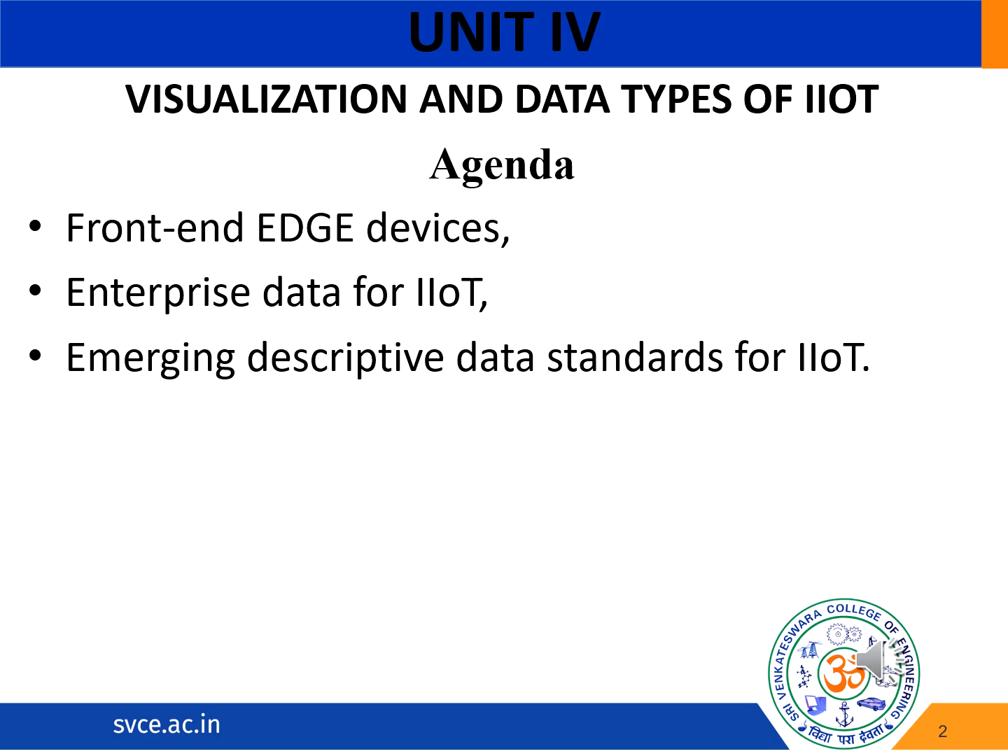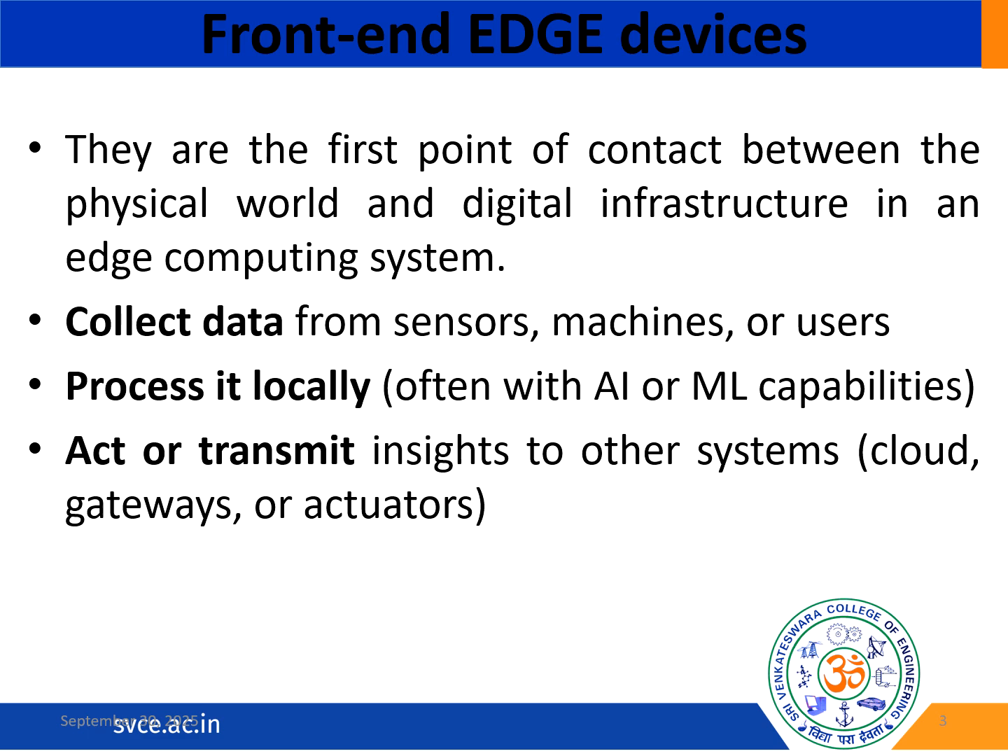of Things, basically for industrial purposes, and we will be seeing about emerging descriptive data standards for IIoT. So first we will see about front-end edge devices. So if you consider front-end edge devices, they are the first point of contact. Okay, so between the physical world and the digital infrastructure, this is the first point of contact in an edge computing system.